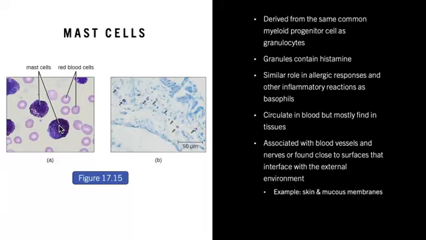I kind of call them best friends. They circulate within the blood, but we mostly find them within our tissues. We'll also find them near our blood vessels and nerves, or in areas of our body that are close to an external environment, such as our skin and mucous membranes.